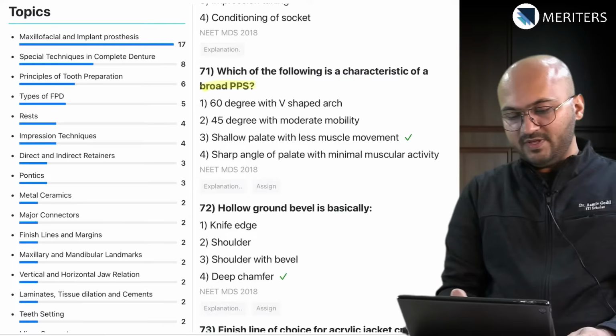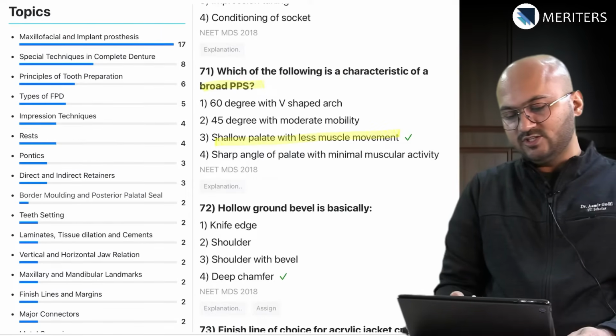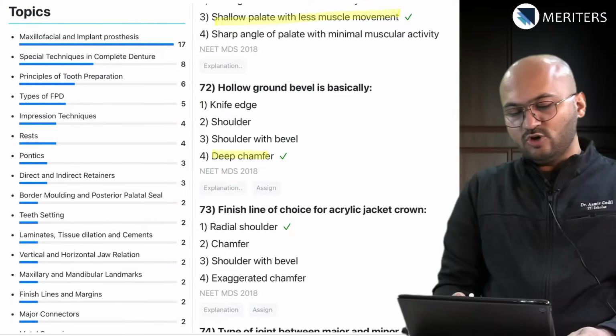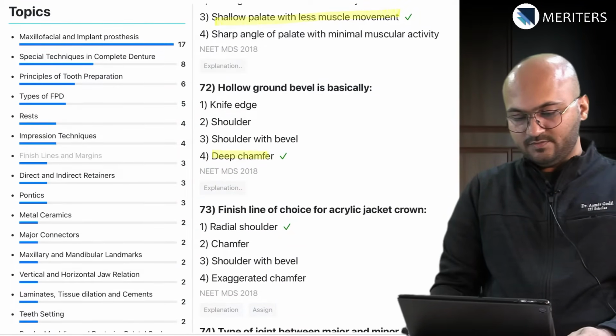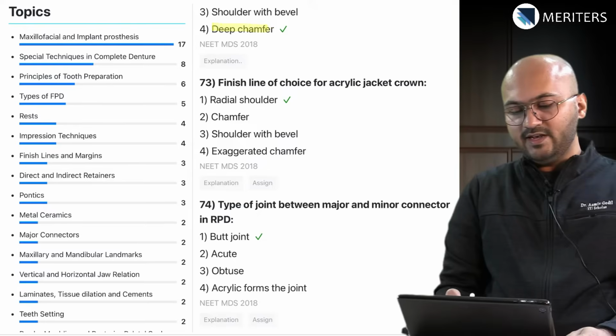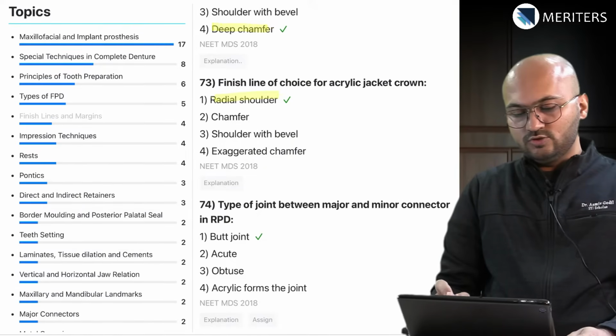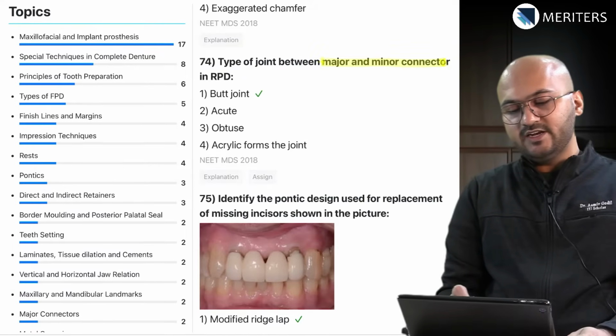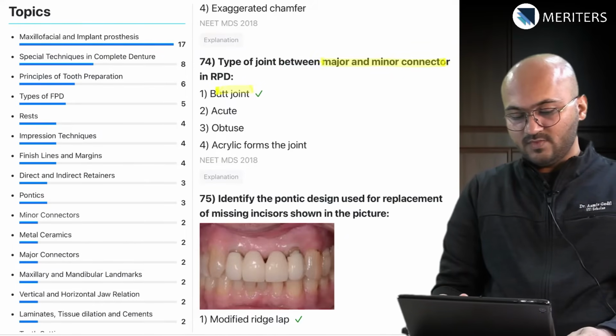Characteristics of a broad PPS: shallow palate with less muscle attachment. Deep chamfer is also known as hollow ground bevel, so finish lines. Finish line for acrylic jacket crown is shoulder, radial shoulder. Type of joint between major and minor connector, repeat question, butt joint.